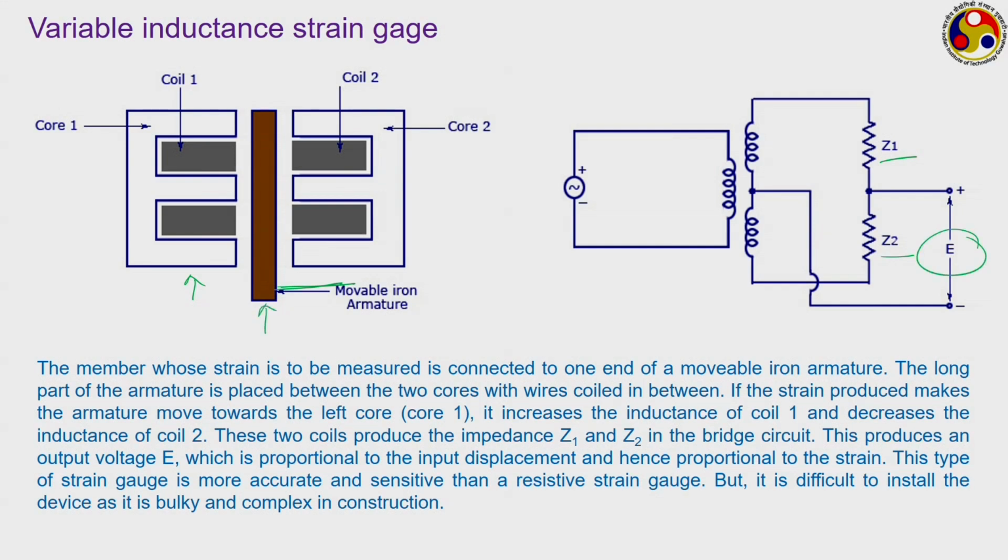Similarly, when the armature moves towards the right, that is towards core 2, then the inductance in core 2 will be higher compared to core 1, and so the Z1 and Z2 values again will change. Accordingly, it will produce again a voltage E. If the movement towards right and movement towards left are the same, then the magnitude of E will be the same, but its sign will be different.